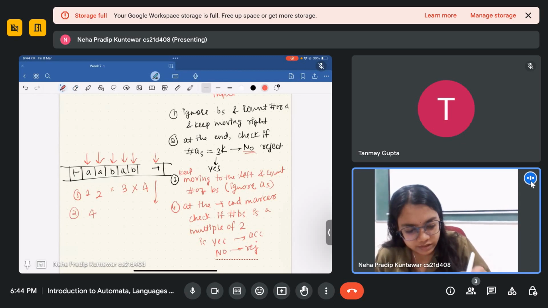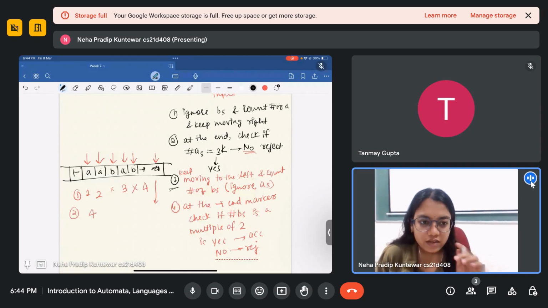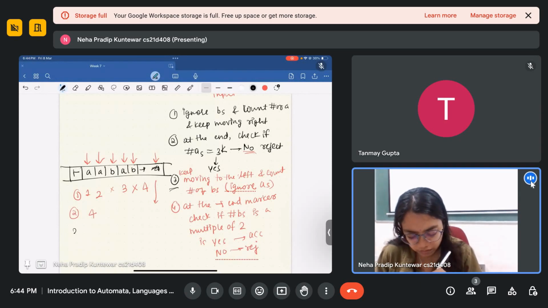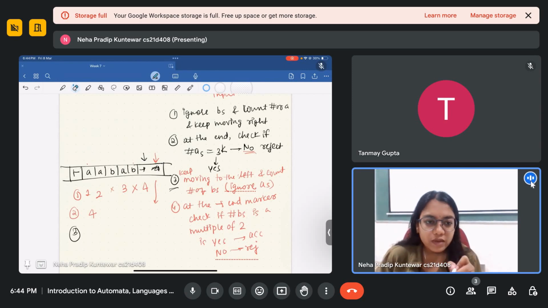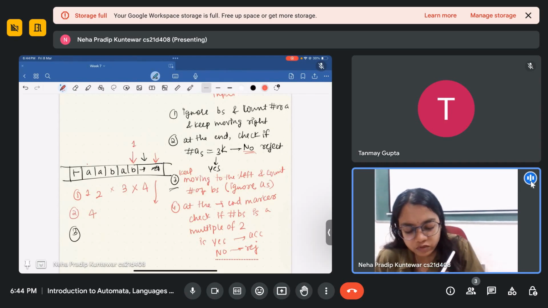Okay, then, or maybe this is the end of input. Then in this case, step 3 will come into the picture. So step 3 says that now you are here and we know the number of A's is a multiple of 3. Now we want to see whether the number of B's is also a multiple of 3. So what do we do? We just keep moving backward. You go to the left and count the number of B's. So here the number of B's is 1.